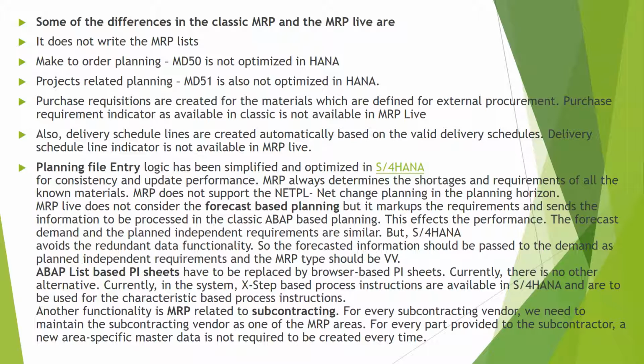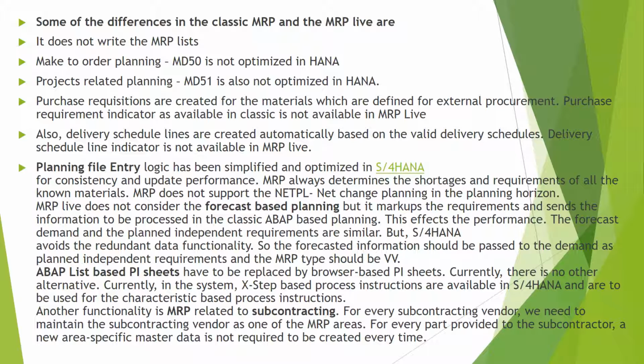MRP always determines the shortage and requirements of all the known materials. MRP does not support NETPL, as already discussed, that is net change planning in the planning horizon. MRP Live does not consider the forecast based planning, but it marks up the requirement and sends the information to be processed in the classic ABAP based planning. This affects the performance. The forecast demand and the planned independent requirements are similar.